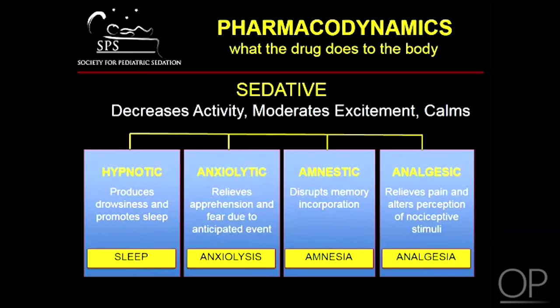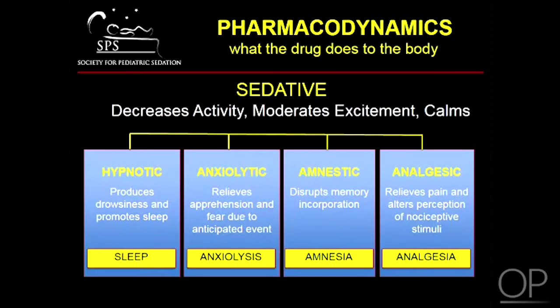The term sedative can be thought of as an umbrella term for a number of different types of drugs. Sedative drugs can be categorized based on their predominant desired clinical effect. Sedative hypnotic drugs produce drowsiness and promote sleep. Examples of sedative hypnotic drugs include chloral hydrate, pentobarbital, and propofol.